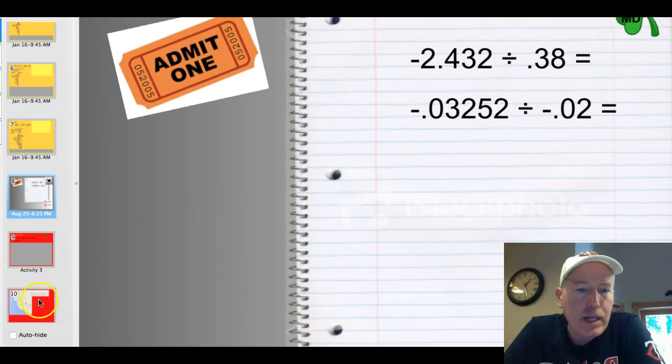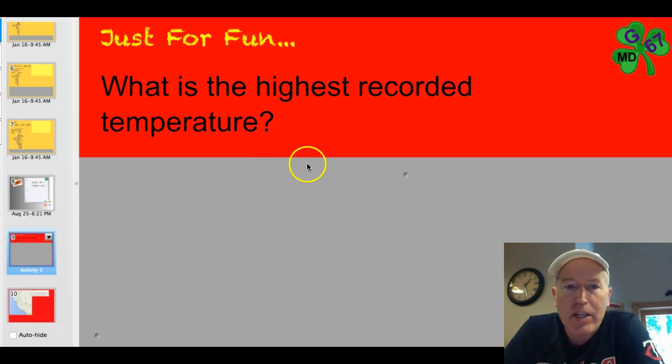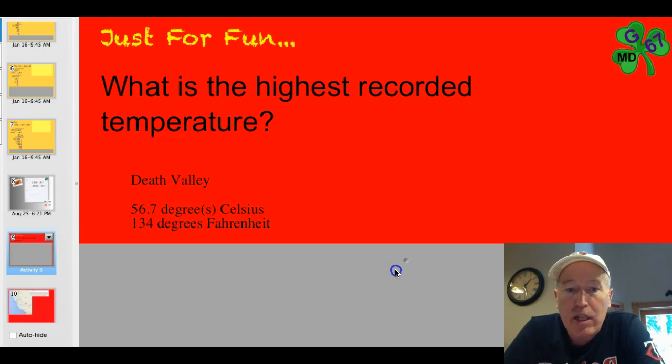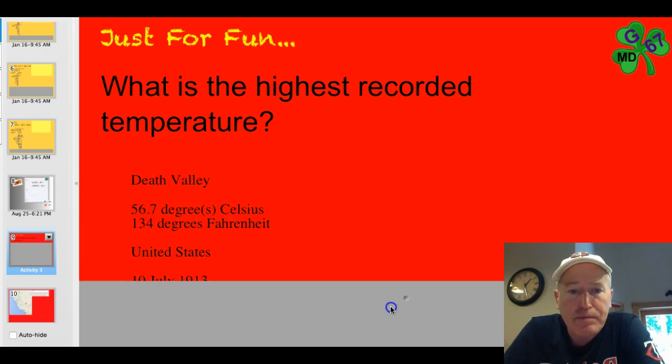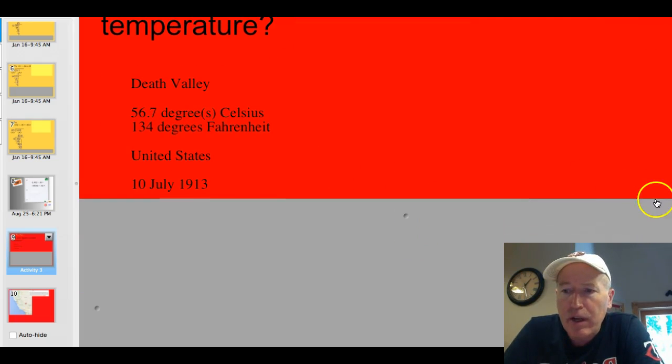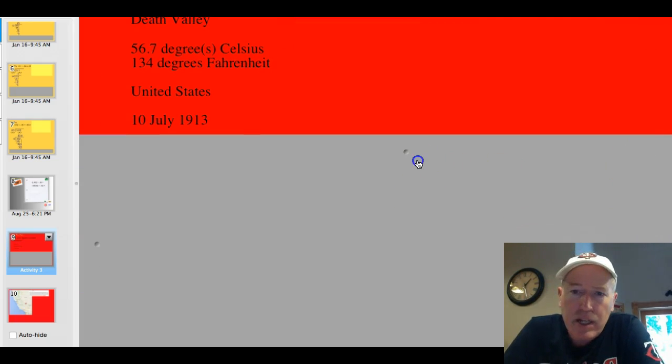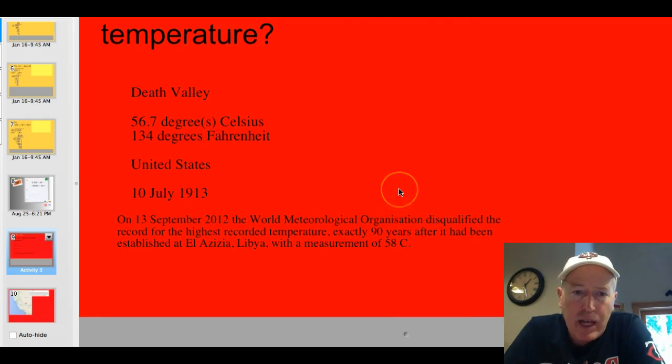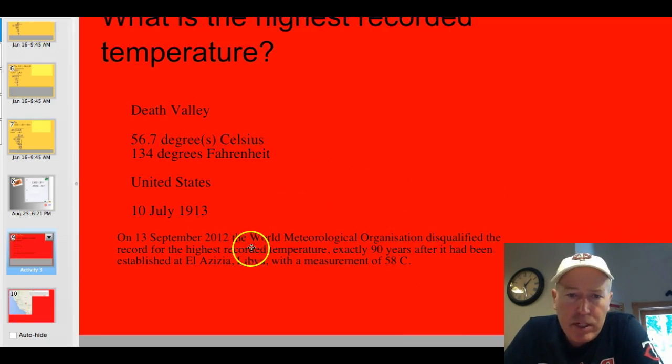Let's take a quick peek at our trivia question. What is the highest recorded temperature? It's actually in Death Valley, California, on July 10th, 1913. They recorded 56.7 degrees Celsius, which is 134 degrees Fahrenheit. Kind of interesting. Let me just add another interesting fact here. Actually, they had changed it on September 13th, 2012.